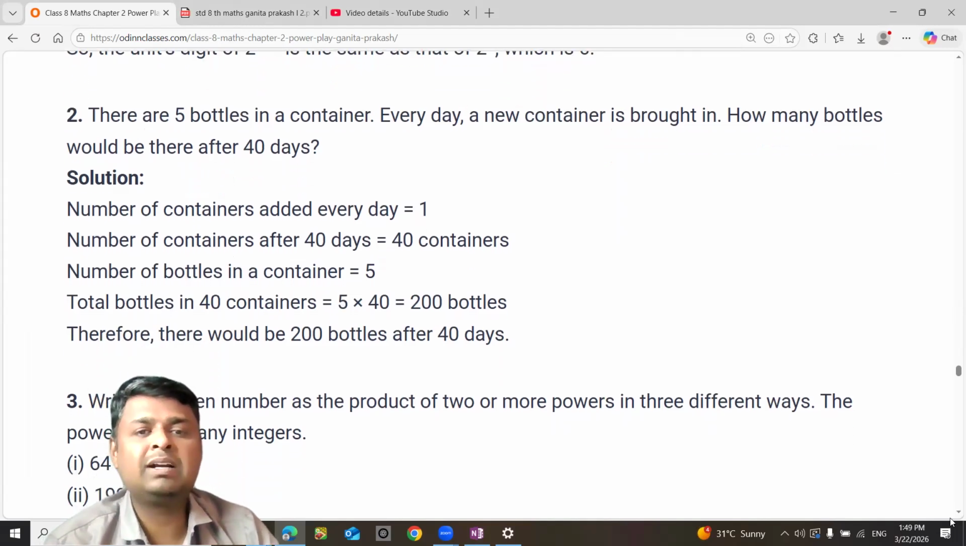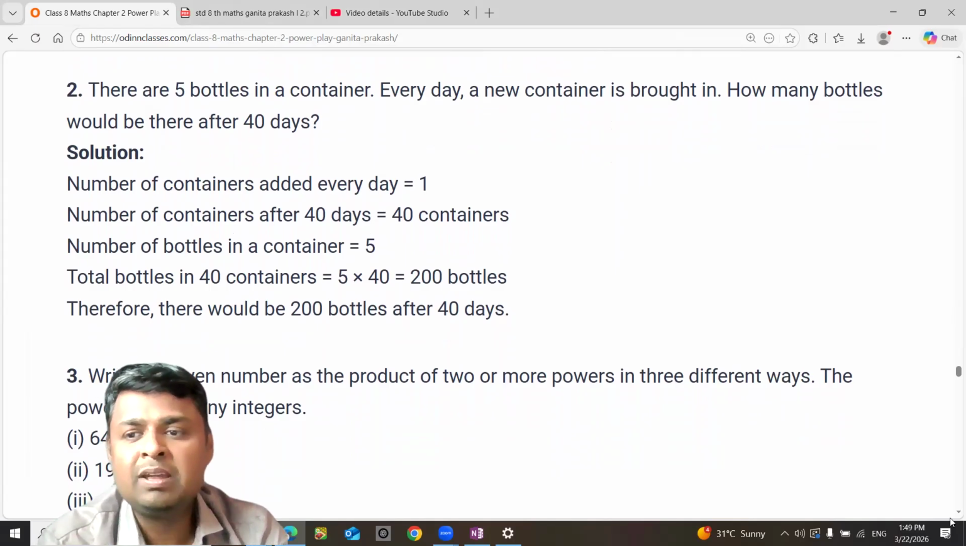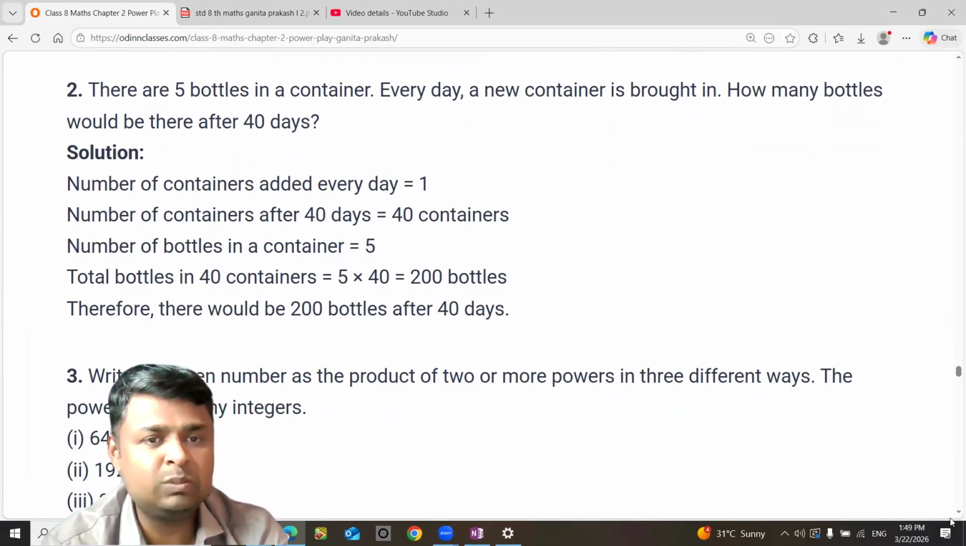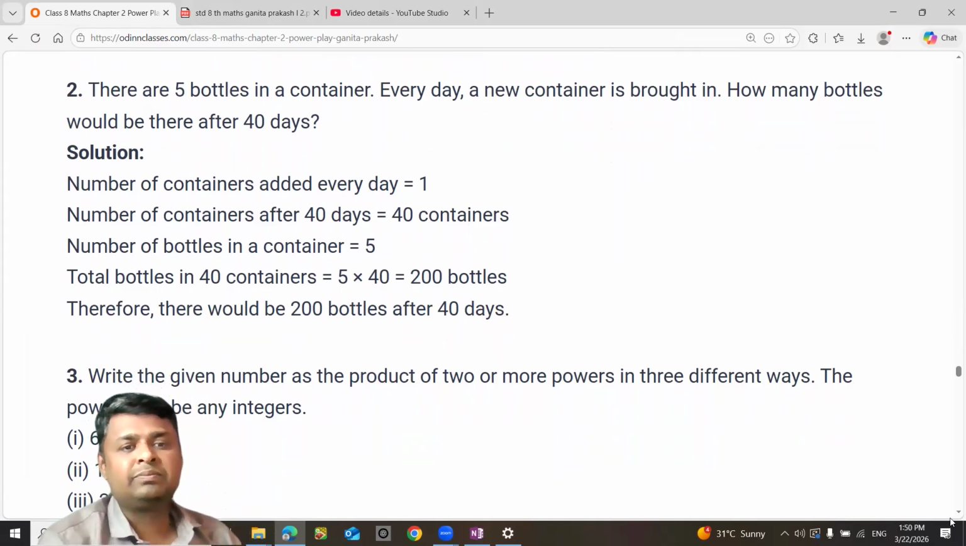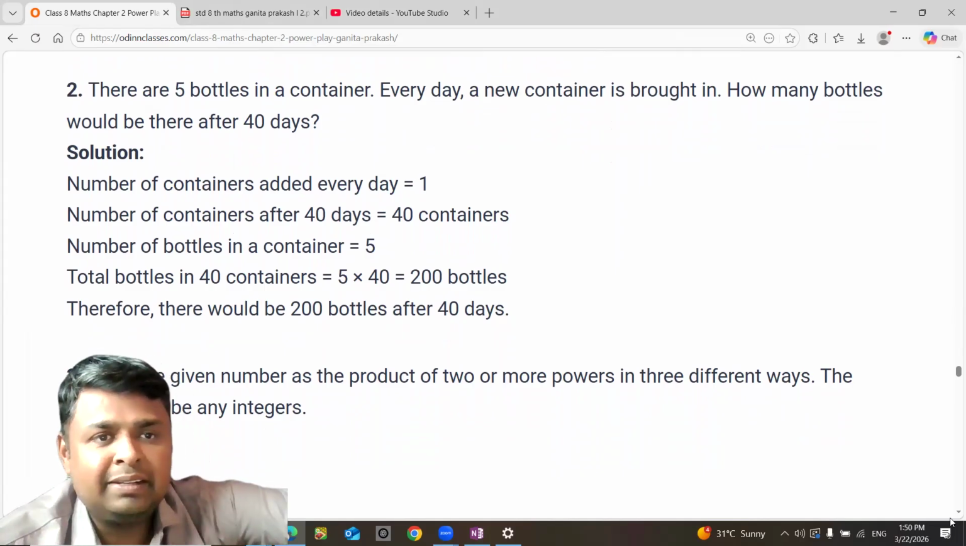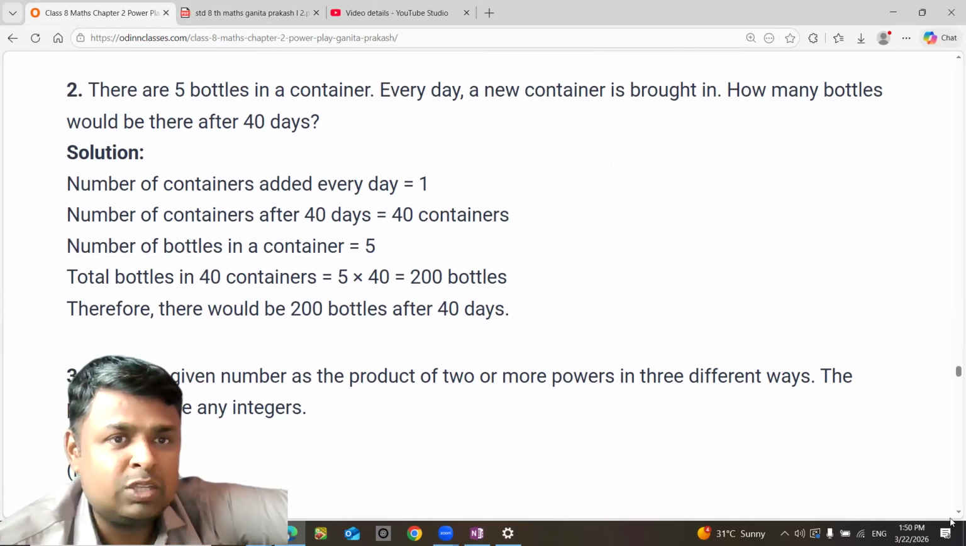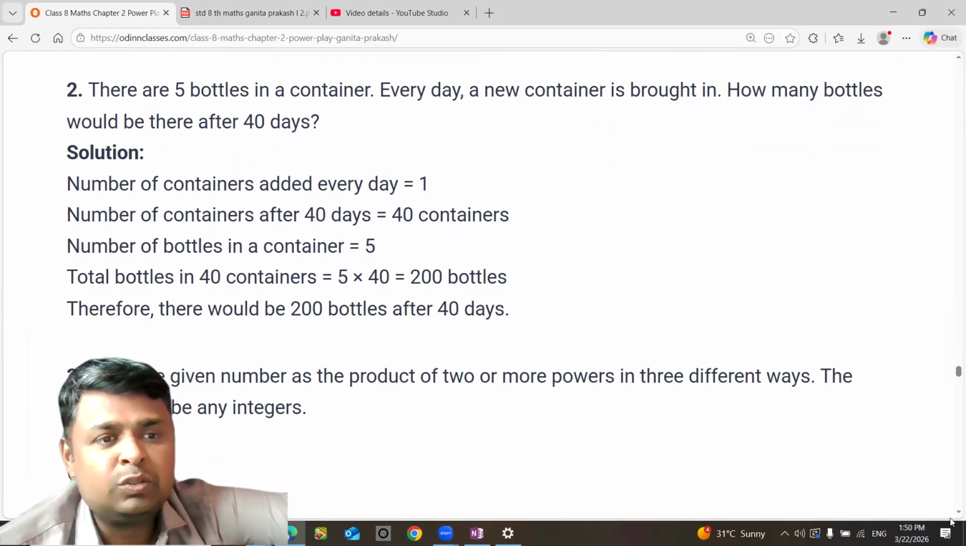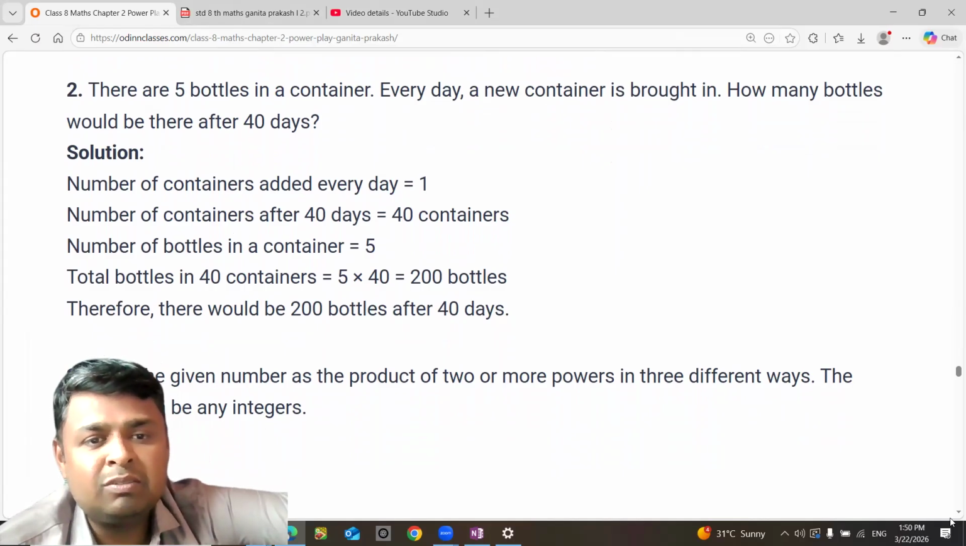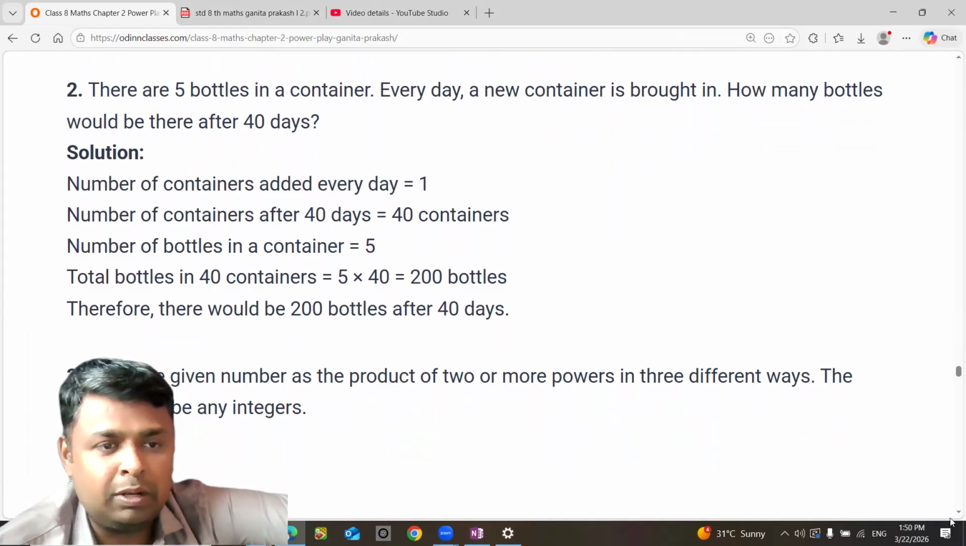There are 5 bottles in a container. Every day a new container is brought in. How many bottles would be there after 40 days? So the number of containers added every day is 1, so the number of containers after 40 days will be 40. The number of bottles in a container is 5. So total bottles in the 40 containers will be 5 into 40, that is 200 bottles. Okay, just read it, you will understand.